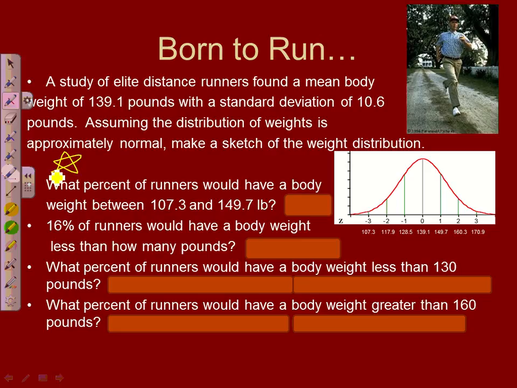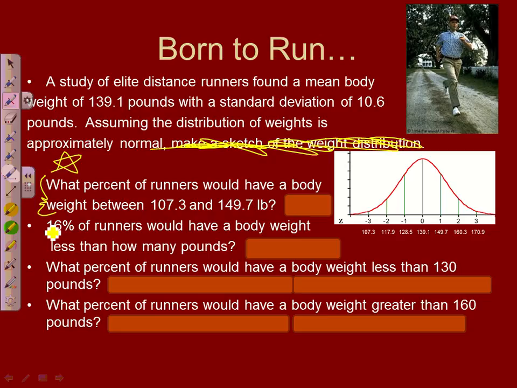Let's do this first question. Born to Run, a study of elite distance runners found a mean body weight of 139.1 pounds and a standard deviation of 10.6 pounds. These are for all you distance runners out there. Assuming the distribution of weights is approximately normal, don't worry about making a sketch. Let's just answer question number 1. What percent of runners would have a body weight between 107 and 149.7 pounds? Go.